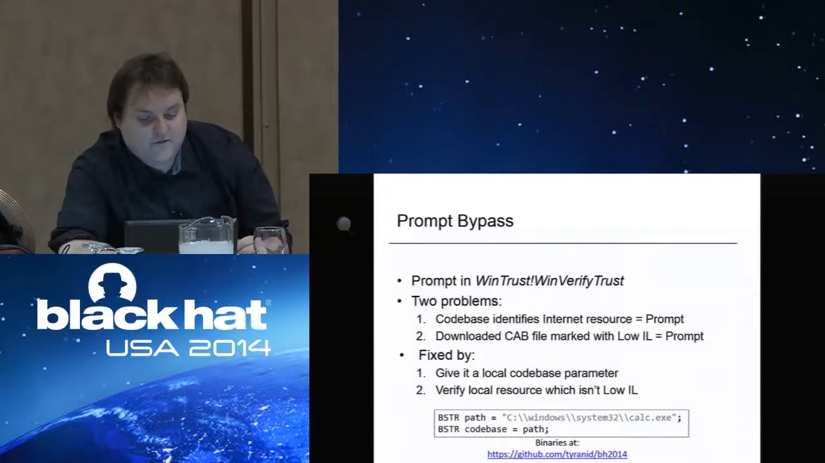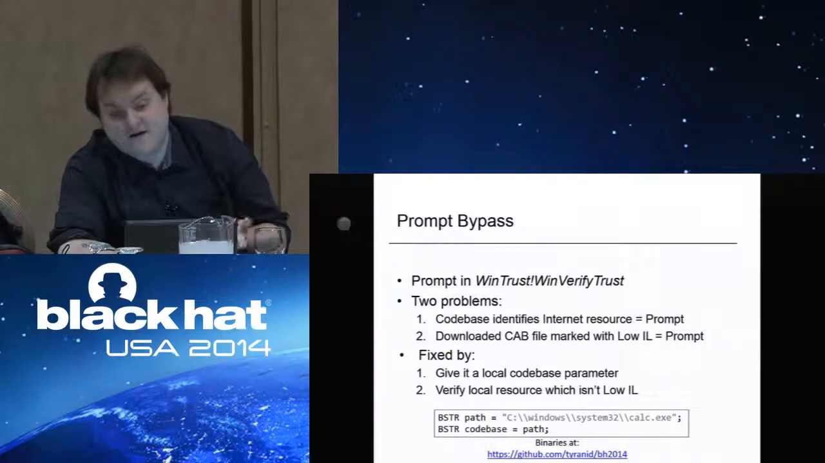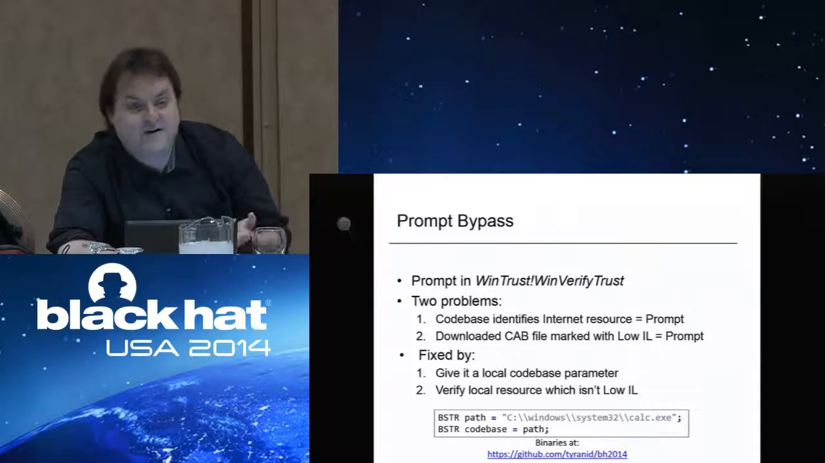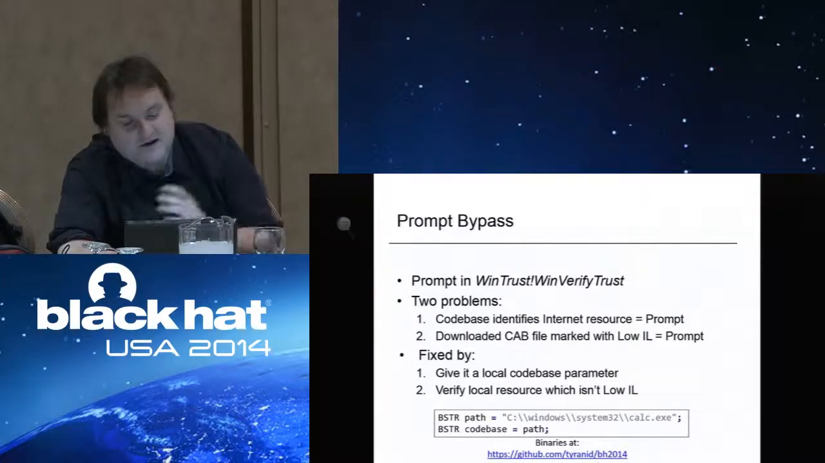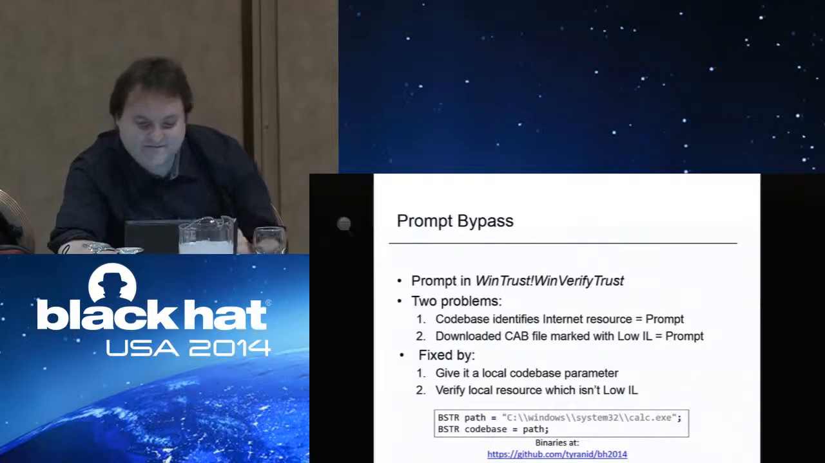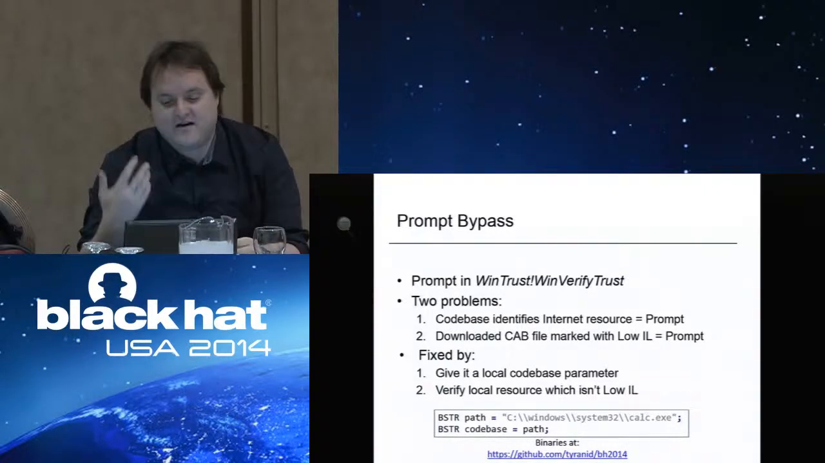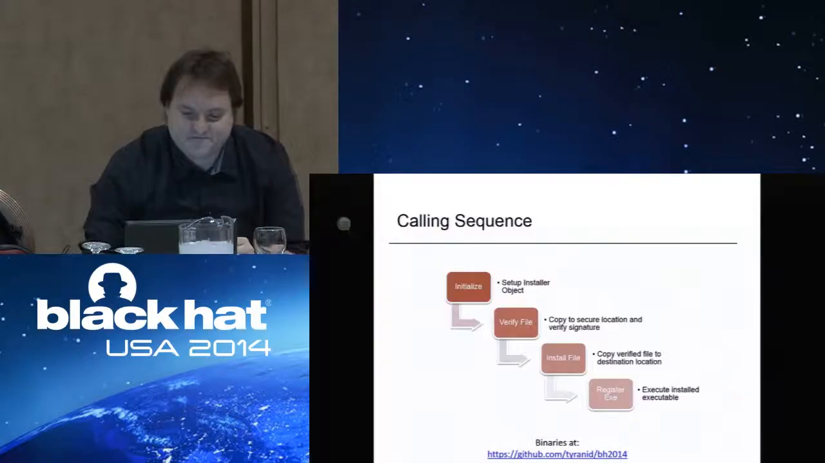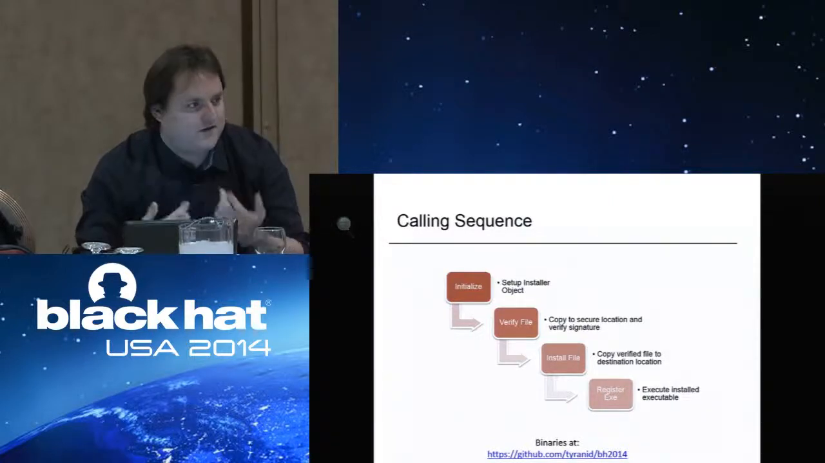But there was nothing stopping me passing some local file as both the code base and the path. So I passed calc twice in the code base and the path, and it verified fine, and it bypassed my prompt. That's great. But I still need to then run code, because now, okay, I could probably run calc. That's a fairly easy demonstration, but obviously I didn't want to run calc. I wanted to be able to do something more interesting.